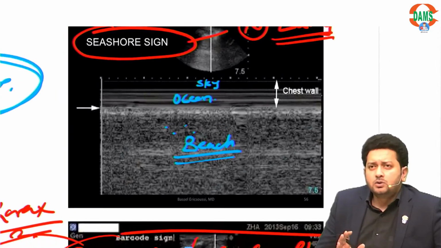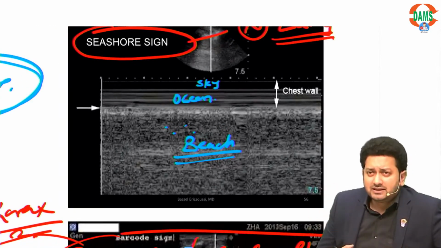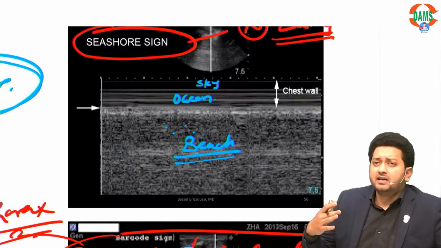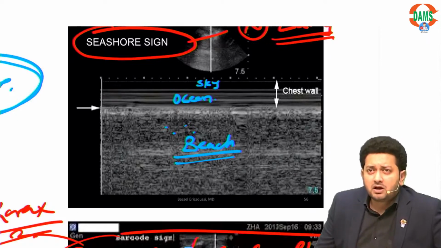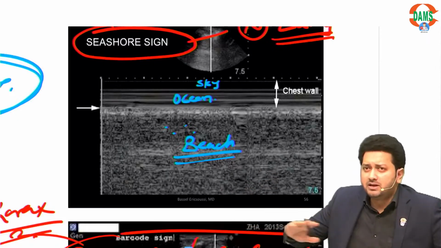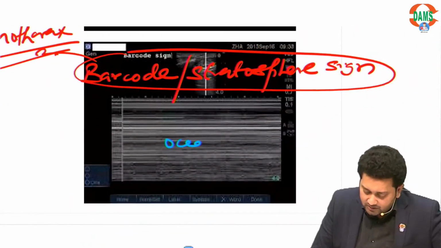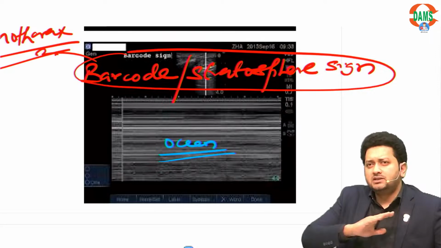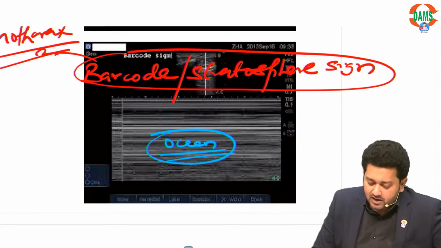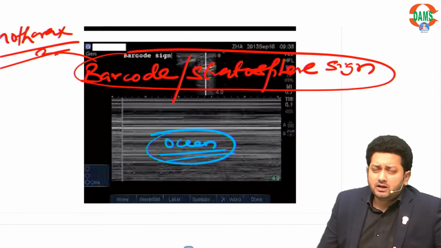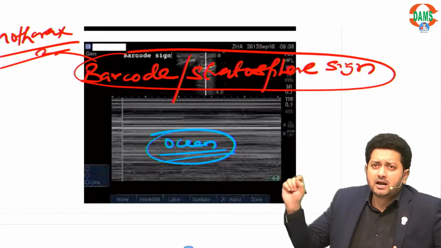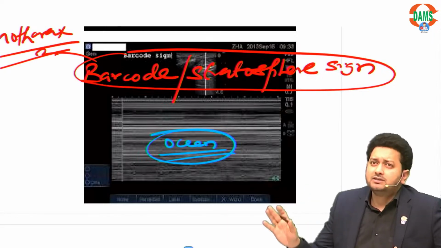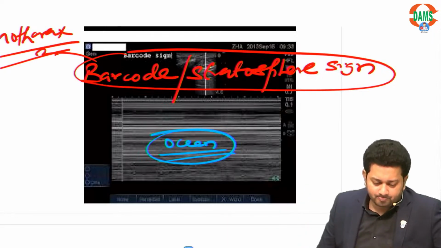And in pneumothorax, just remember it like that, because pneumothorax is a serious condition. It's like a tsunami which has come in the patient's body. So what happens in a tsunami? The whole ocean comes and the beach is washed away. This is what you can see in the barcode stratosphere sign. There is ocean only, no beach. The beach is washed away by the ocean. So you can remember it like that. It helps in the exam to differentiate whether it is a seashore sign or a barcode sign. If you don't see that dotted beach kind of appearance, it is the barcode or stratosphere sign.